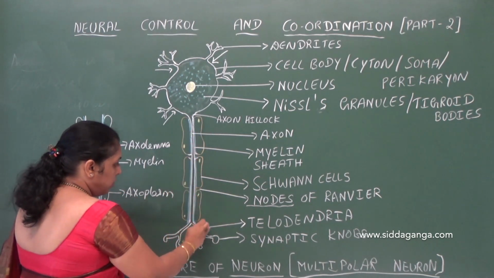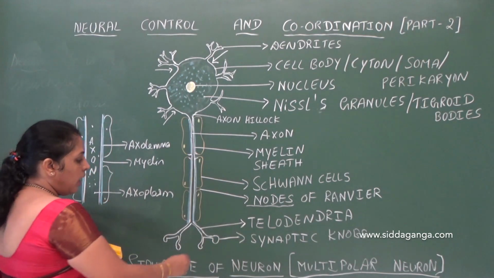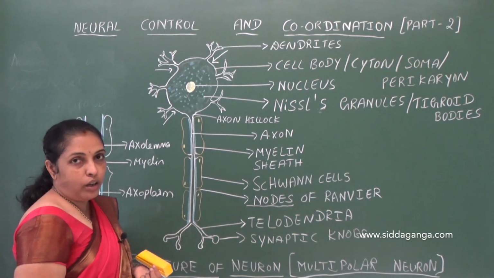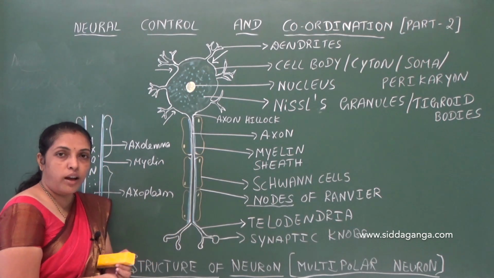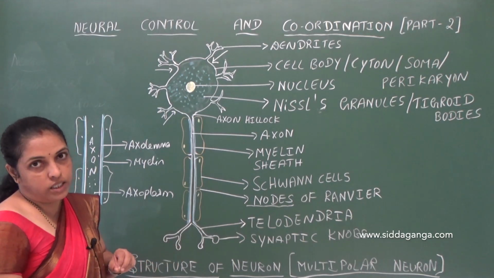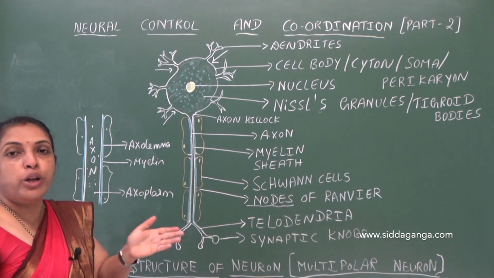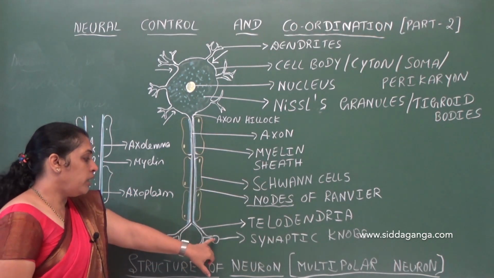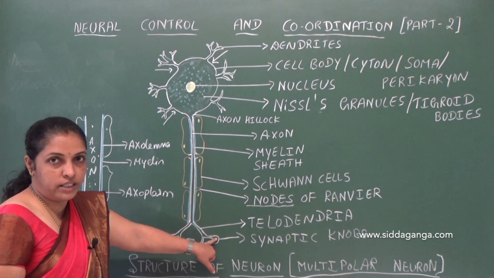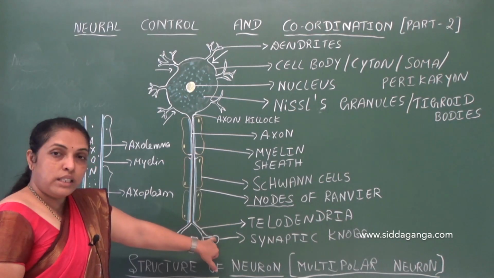And this axon at the end branches to form telodendria, and the telodendria ends in a bulb-like structure called synaptic knobs, which contain mitochondria and secretory vesicles. That means they contain neurotransmitters. Neurotransmitters transfer information from one neuron to another neuron. The mitochondria provide ATP molecules, and the knobs contain neurotransmitters like acetylcholine.